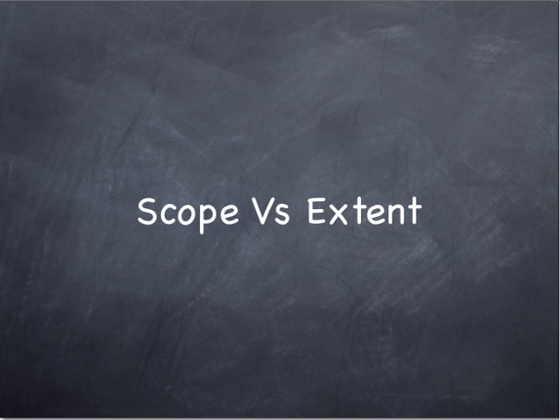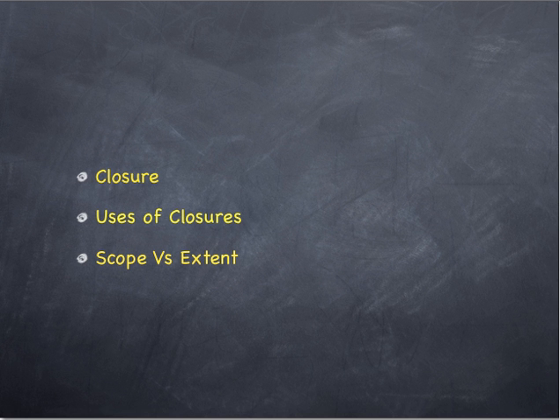Whereas extent has to do with its value and its lifetime. So it's kind of visibility versus lifetime. You can think of it that way. It's a very useful concept to know, and it'll allow you to understand a lot of concepts in Ruby.